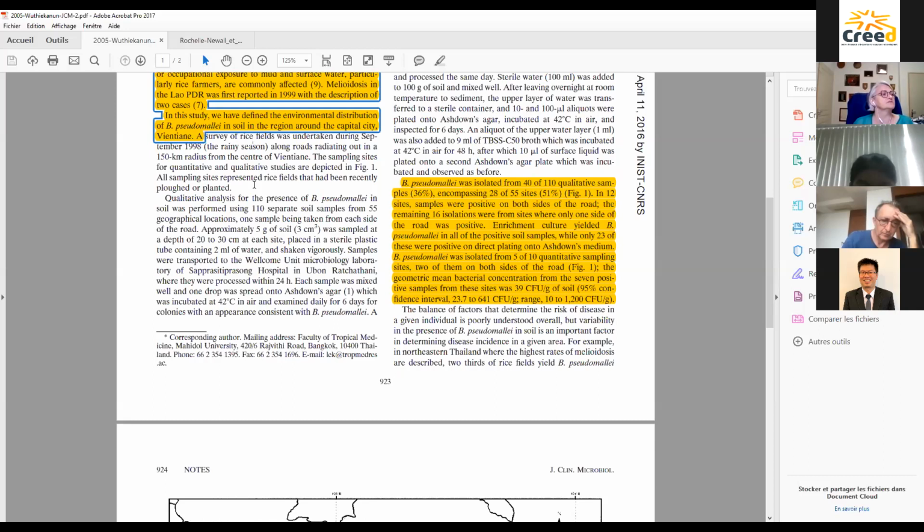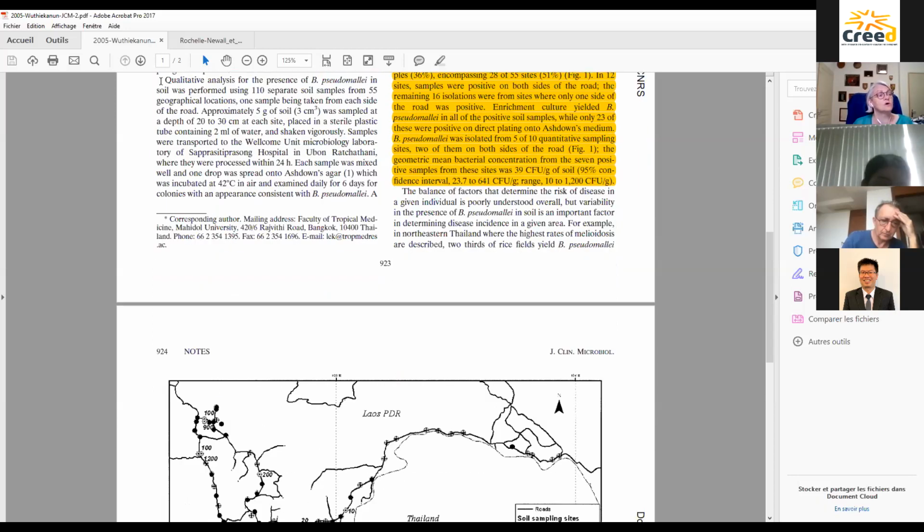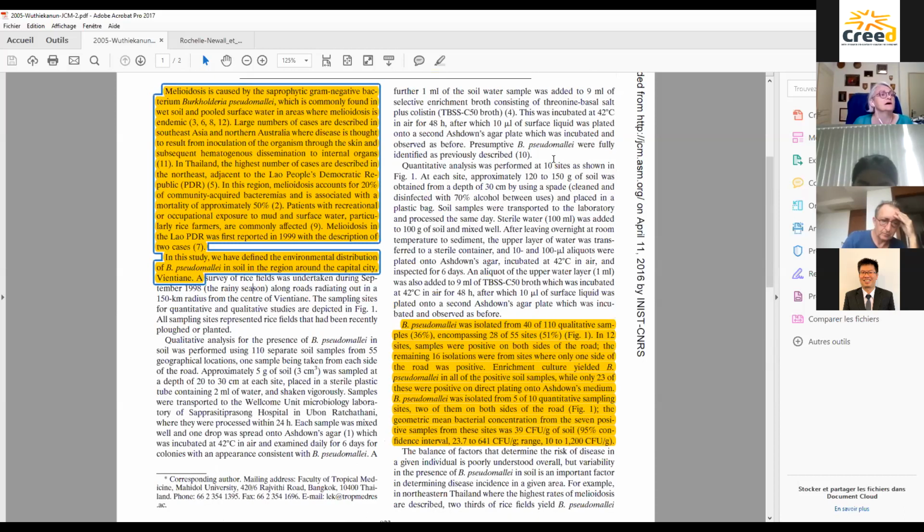Then we have a description of the technique, the qualitative analysis that they used, where they tell us what they did. They had the soil samples, where they came from different locations, what they took, 3 cubic centimeters of soil. Soil is measured in volume in general rather than weight. How they took it, all the different little steps that were done, taken back to the laboratory, how the samples were prepared, how the samples were incubated, and so forth.